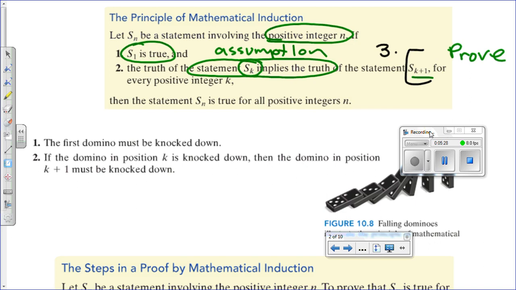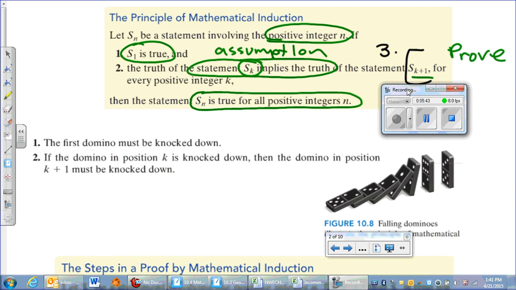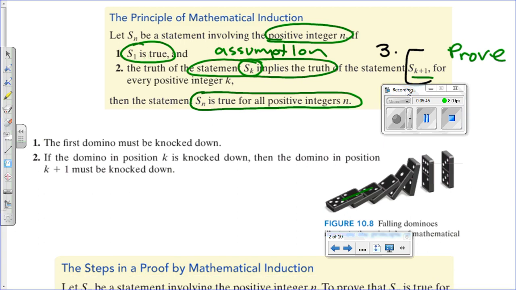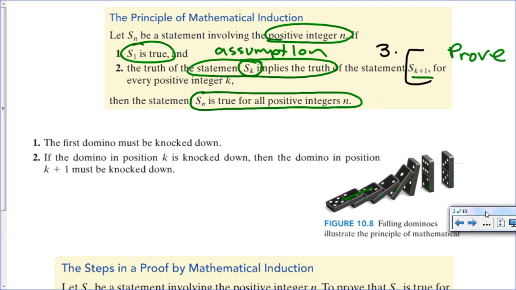So if we can do that, then we will have proven that the statement is true for all positive integers n. Okay, and here we just have a picture of what I was talking to you guys. So if you touched, what will this be? 1, 2, 3, 4, 5, 6, 7. The 7th one is going to knock down the 6th, 5th, 4th, 3rd, 2nd, and 1st. And eventually that will all fall down. And if we have time, I'll show you a video. People love to make videos about that.